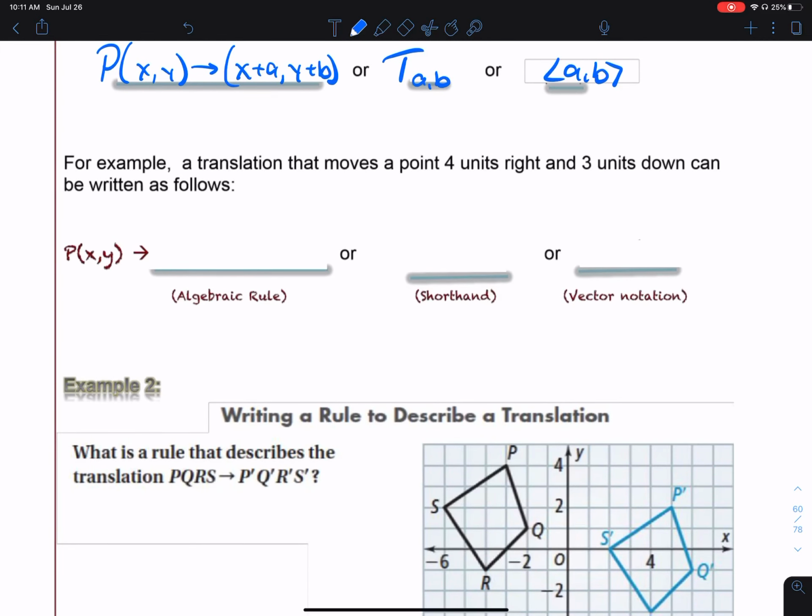So next example, we have a translation that moves a point 4 units right and 3 units down. So we could write that using the algebraic rule, x plus 4, 4 units right, y minus 3, 3 units down. Shorthand for that is T, 4, negative 3, or the vector notation is 4, negative 3.